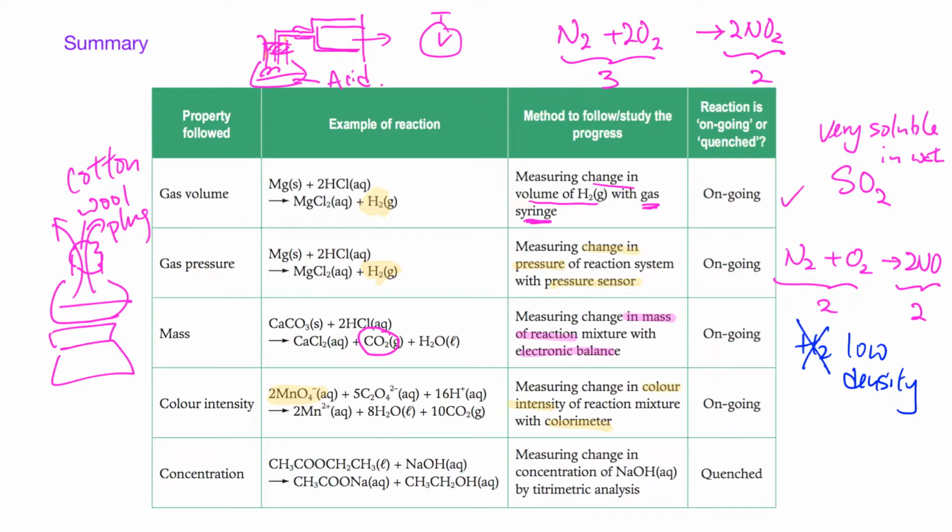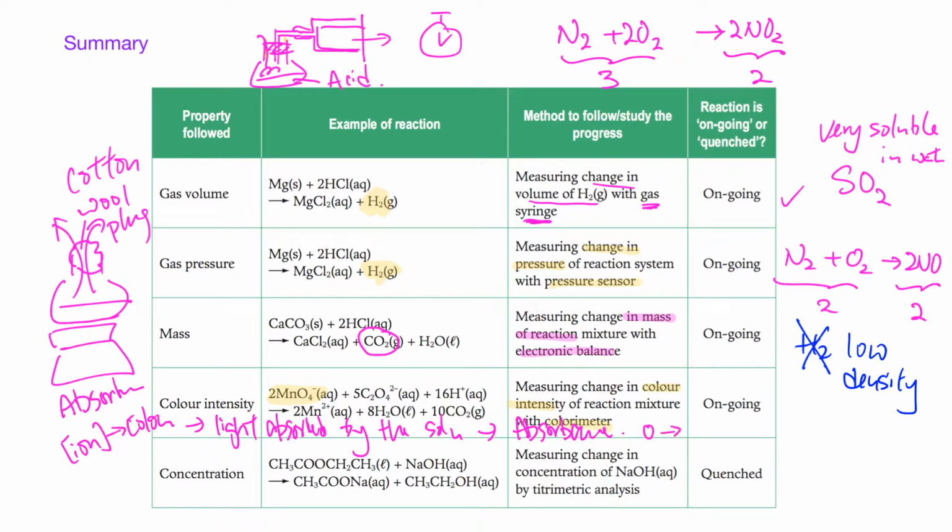Just now I mentioned absorbance and how absorbance changes with the color. Remember, absorbance will be affected by the concentration of ions, and that will affect the color and the light absorbed by the solution, finally affecting the absorbance. Remember, absorbance ranges from 0 to 1, and it is unitless.